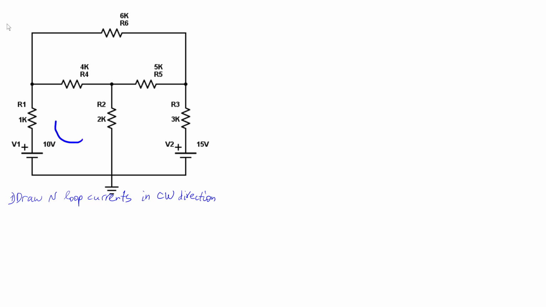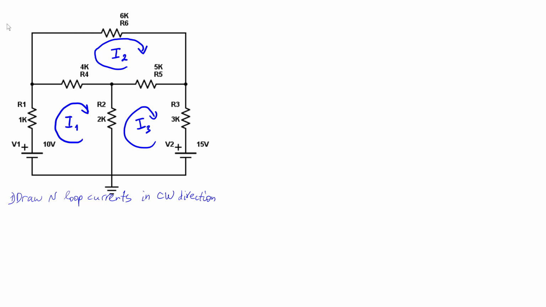Let's say this is our loop number 1, and we're doing that in clockwise. So we will select I1 here. This will be our loop number 2, and you'll say this is I2, and the third loop is here, and this is the direction, which is also clockwise.